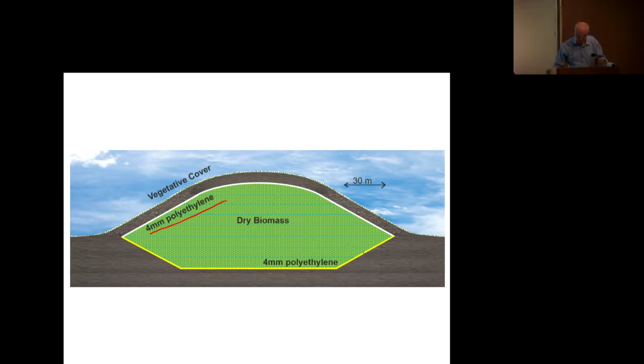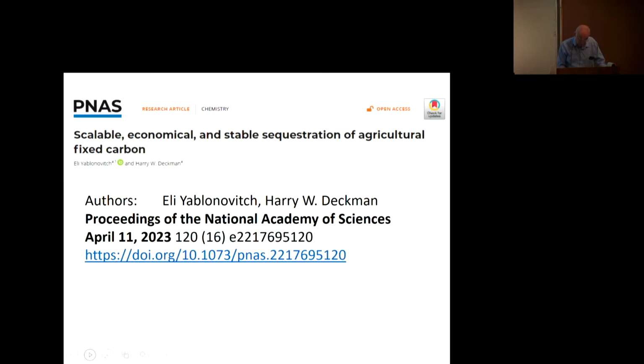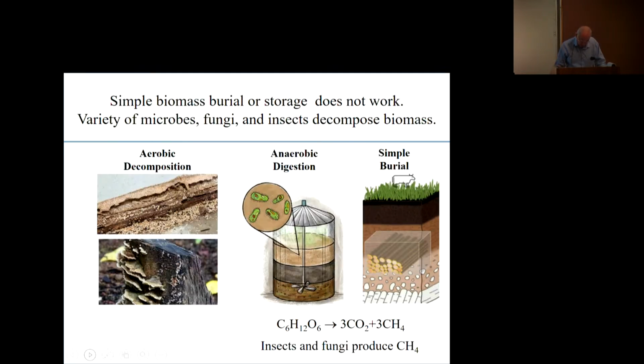And what I'll show you is that we will grow some biomass. We have to keep it dry. So we have to do it in reverse. We don't want the groundwater to come in and mess up the dry biomass, because to preserve it for a long time, you need to keep the biomass dry. So I wrote a paper on this with my co-author, Harry Deckman, and it was published a few months ago in the Proceedings of the National Academy of Sciences.